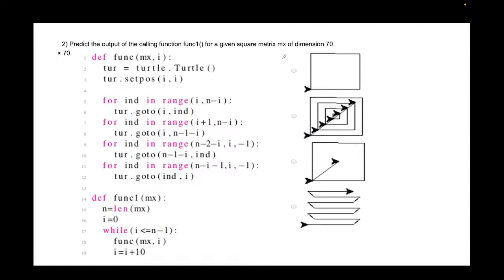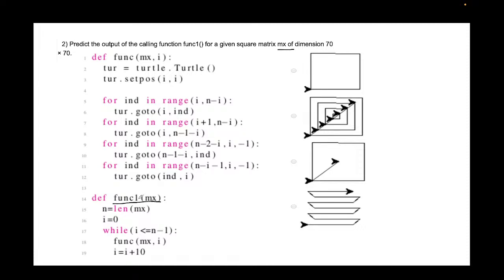So here's the second question. Based on the turtle library that we had seen in the 7-week lectures, a function called func is defined. So that is called in another function, func1. Okay, so we are given a square matrix mx. The dimensions of that are 70 by 70.